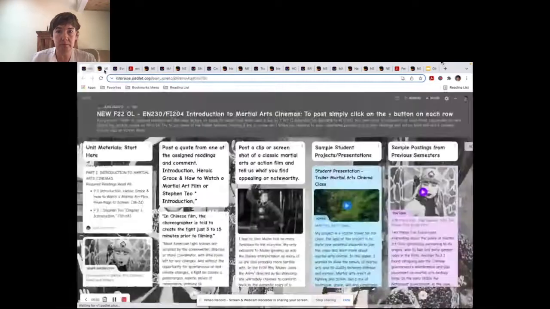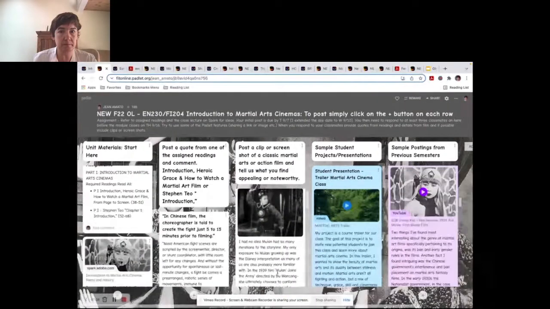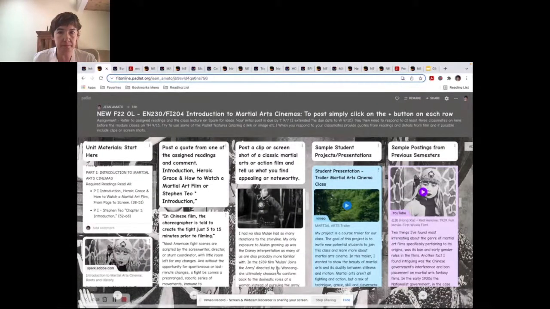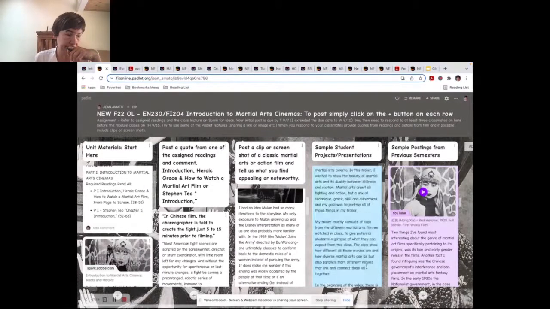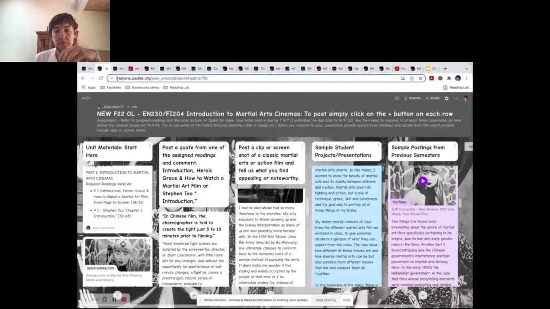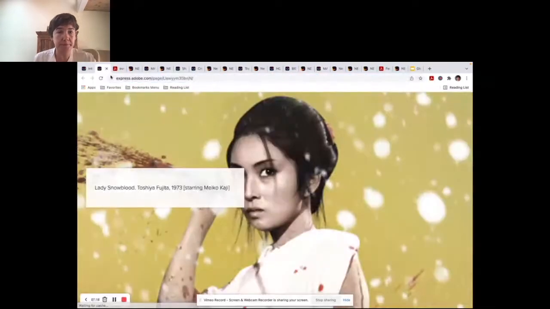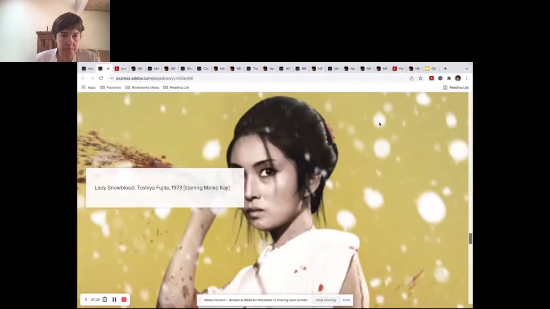If you look at some of the responses from students, you can see students were interested in choreography, how that was different. They're interested in the roots of the Mulan story, for example. Students are going in different directions. And I'm going to move very quickly to show you some of this.